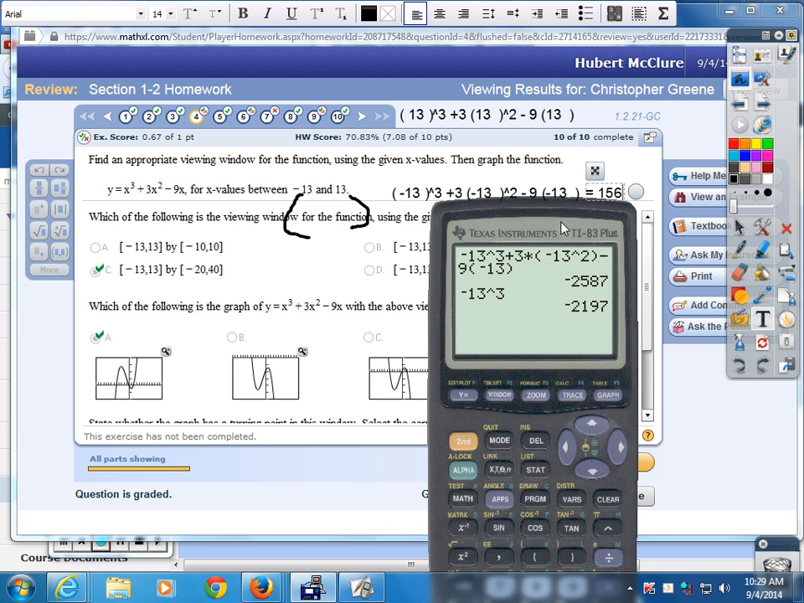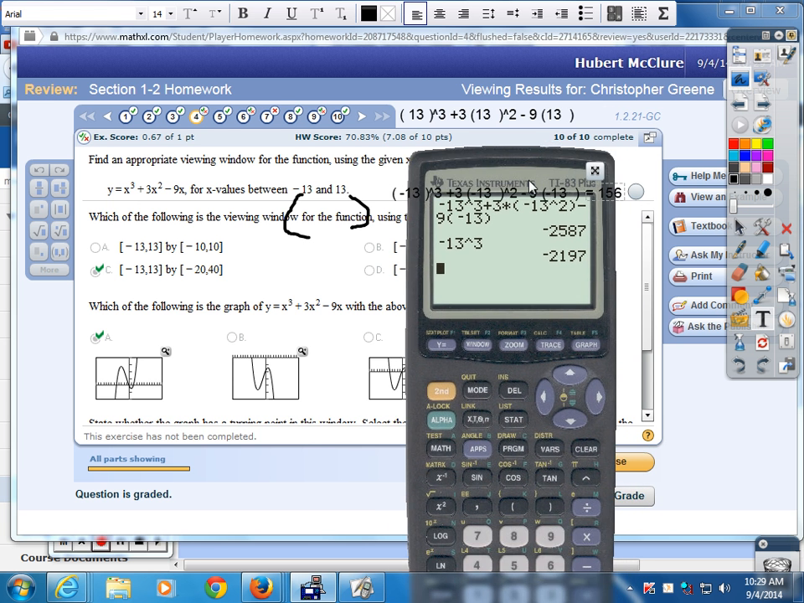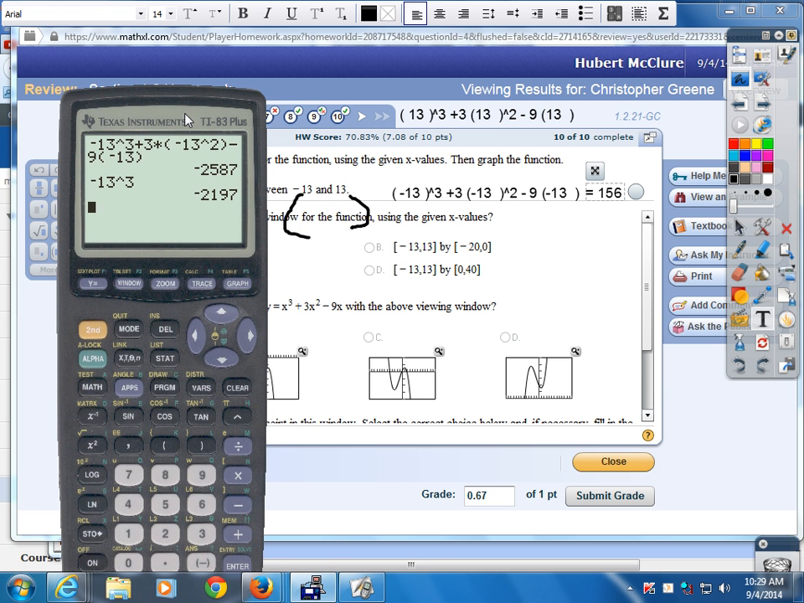So y'all check my numbers and see if I'm right. Now somebody plug in the positive. I'll plug it in. Let me see. I can't go in here and change. I could, but I'm not. So 13 cubed plus 3 times, parentheses, I'm just going to do 169, minus 9 times 13. I get 2587 there. So it's negative 2587 and positive 2587.